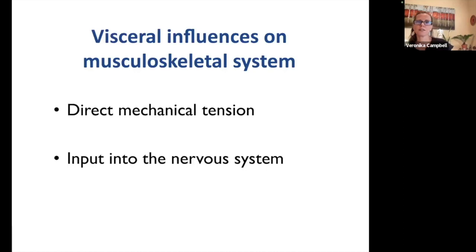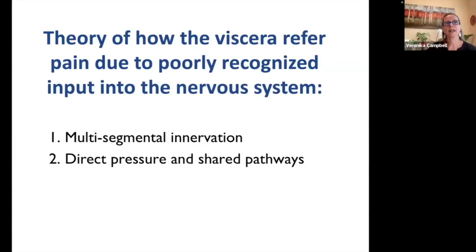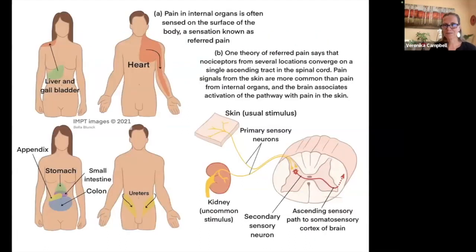And then there's another whole pathway through the nervous system. And so this is where it kind of gets fun and interesting. So I just gave you that one. The theory of how the viscera refer to the musculoskeletal system is because there's this poor recognition of where the pain's coming from. And there's an embryological theory we're not going to dive into, but the two main that I like to point out is this multi-segmental innervation and the direct pressure and shared pathways, which will make more sense as we dive into this.